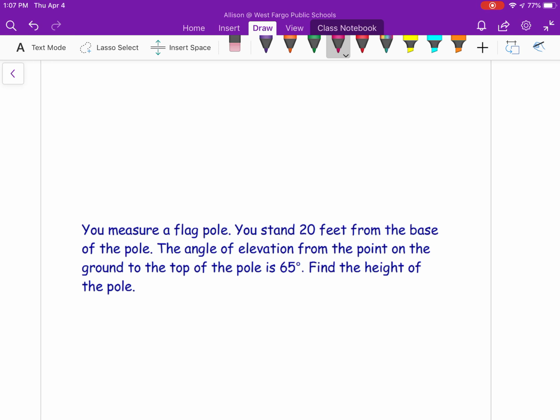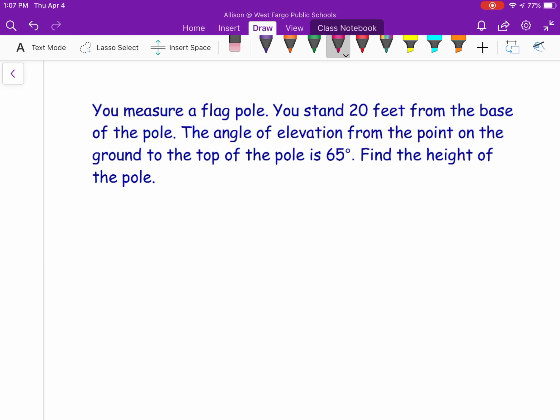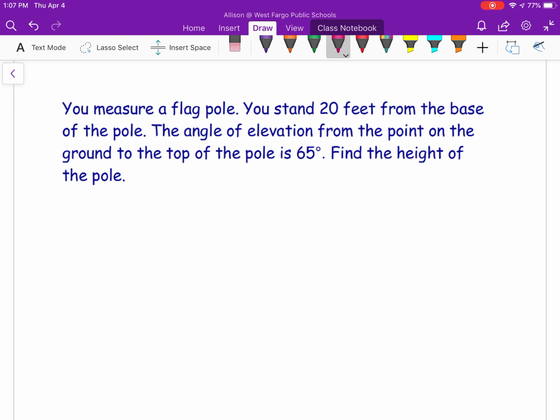So when might you use some trig? It's done a lot in construction and building. Like in blueprints, you're going to use trig to find angles and side lengths and so forth. So here's a starting example for using trig to find a height. You measure a flagpole, you stand 20 feet from the base of the pole. The angle of elevation from the point on the ground to the top of the pole is 65 degrees. Find the height of the pole.